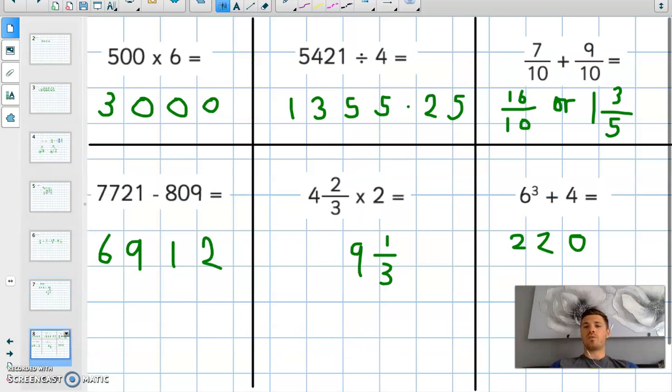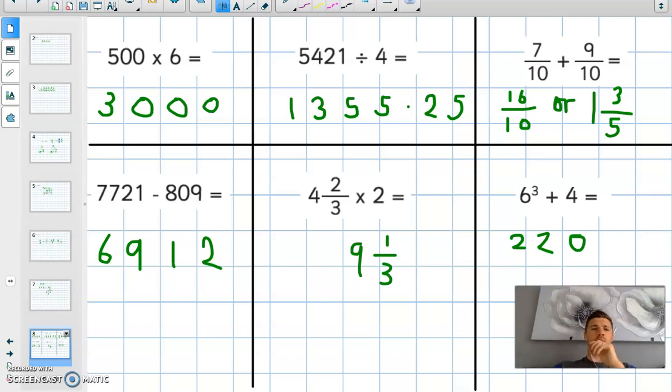Okay guys, so pause on this page, check if you've got the right answers or not. If you've got any incorrect, go back through the workings out to see where you may have made a mistake.